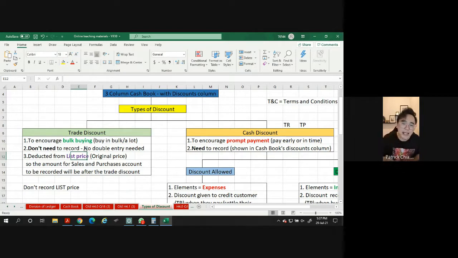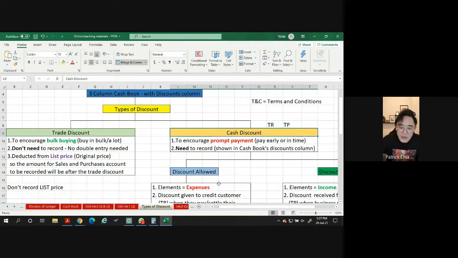And when you pay money, do you pay the original price or after discounted? Of course, after discounted. Understand? So those outside doing sales in the shopping mall, they are all trade discount. But then what the heck is cash discount here? Cash discount is different. This is to encourage people to pay early.